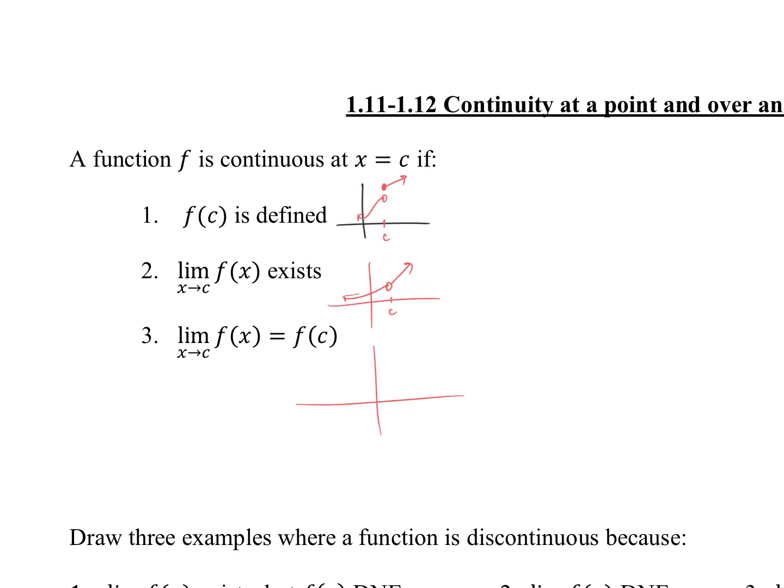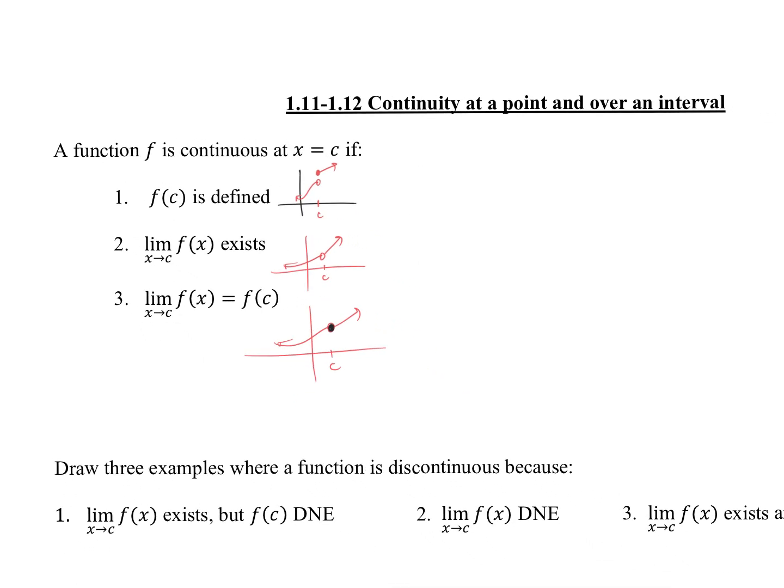I'd say, okay, not only does my limit have to exist at c, but also that limit has to equal the value of the function at c. So what am I going to do to that point right there? I'm going to fill it in. That means something's continuous. So let's go draw ourselves off to the side.